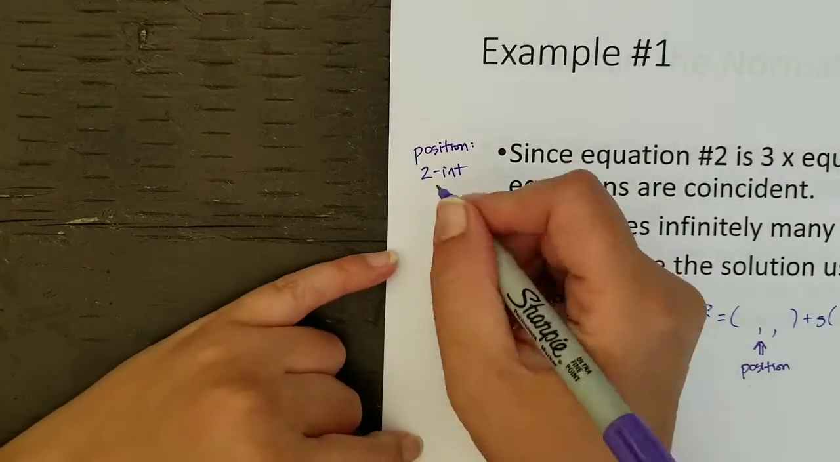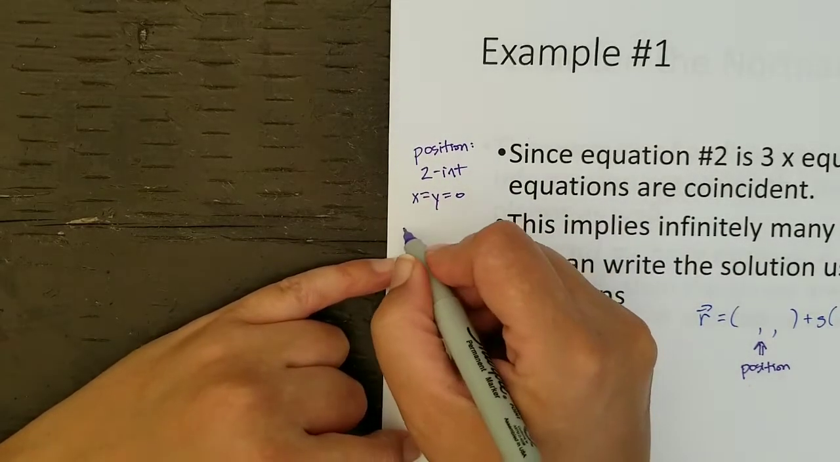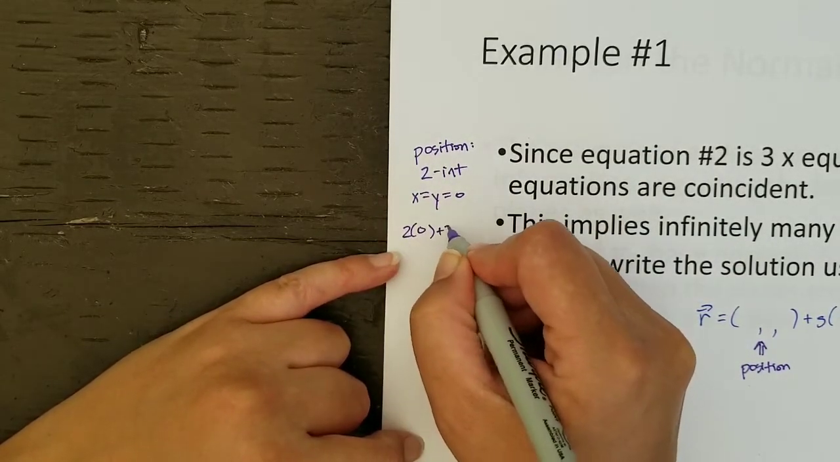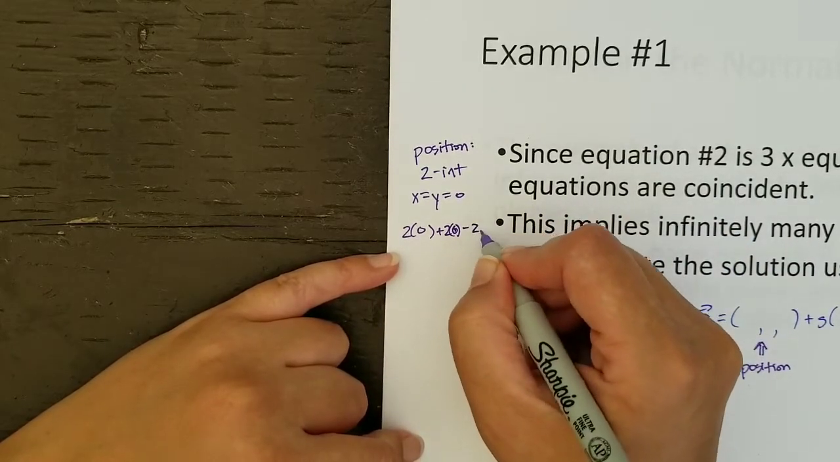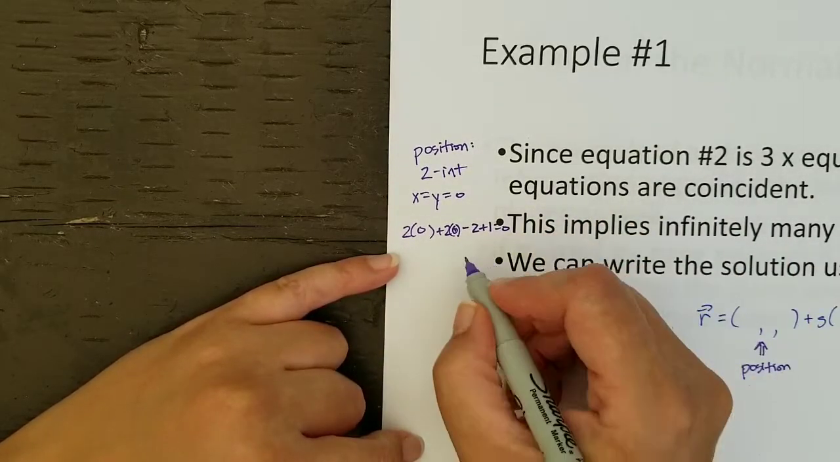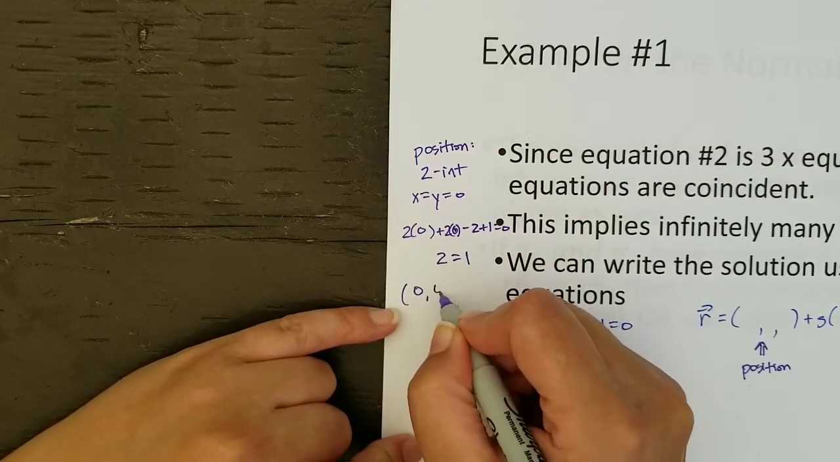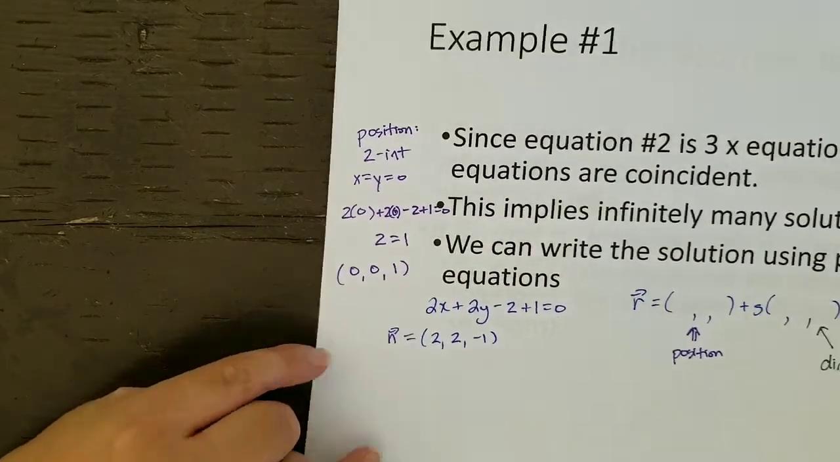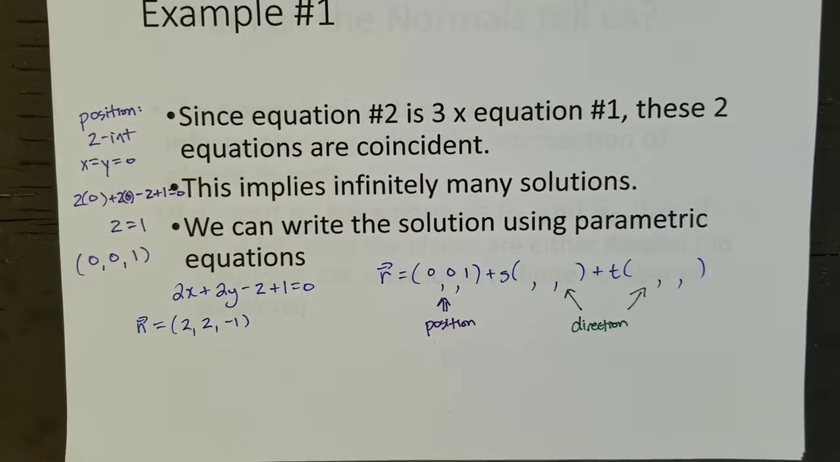If I put in x equals 0 and y equals 0, so I have 2 times 0 plus 2 times 0 in brackets minus z plus 1 equals 0, and then that would give me z equals 1. So my position is 0, 0, 1. So that's not too hard to find.